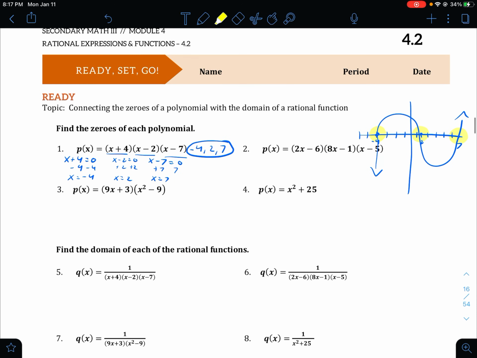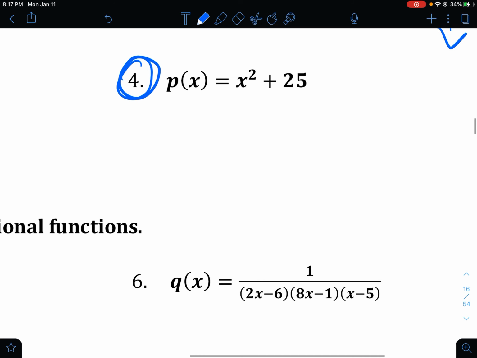For the rest of these, you need to make sure that you set each of these factors equal to 0 and solve. Keep in mind, hint, hint, you can have imaginary zeros.